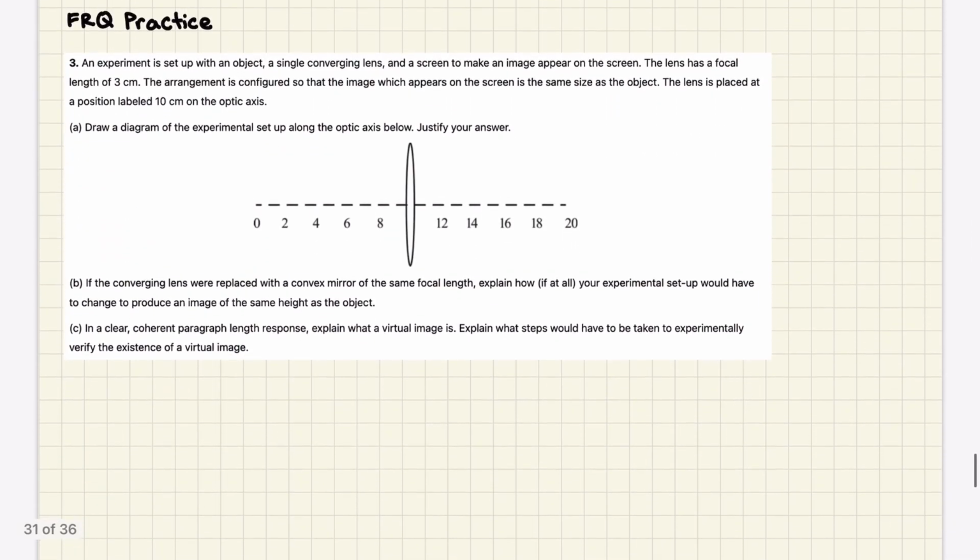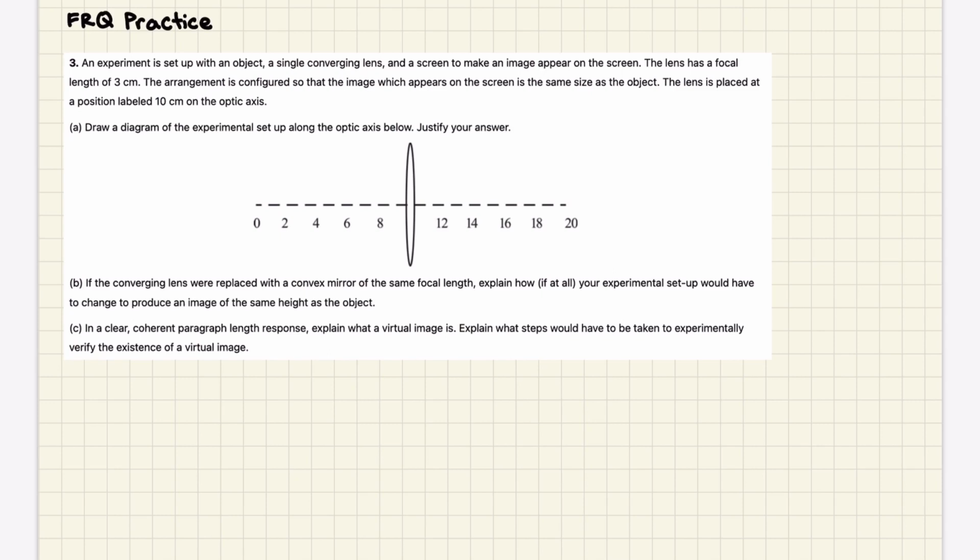So yeah. And then finally, here's our FRQ question. This says that an experiment is set up with an object, a single converging lens, right? So this is a converging lens. We know that means that it has to be convex because it's a converging lens, and a screen to make the image appear on the screen. The lens has a focal length of 3 centimeters. The arrangement is configured so that the image which appears on the screen is the same size as the object.